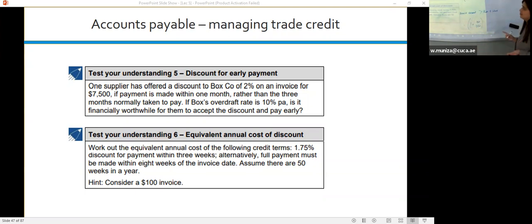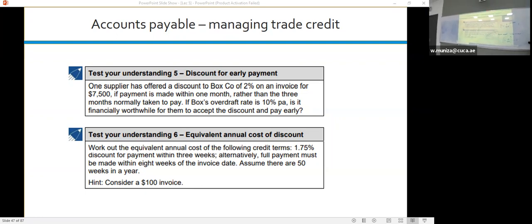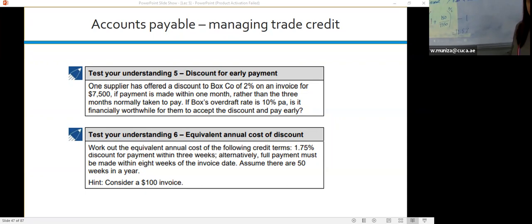7,350. Now number of periods: rather than 3 months, it is taking 1 month only. So 12 divided by 2, minus 1. This will be the discounted value. Annual discount, how much? Twelve point eight percent. So if it is more than the rate of interest, should we accept the discount? Yes, we need to accept the discount.